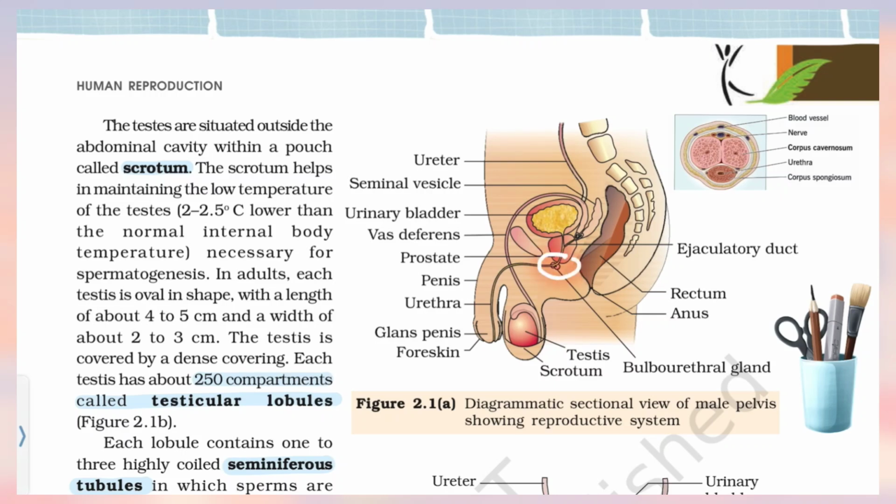These are the bulbourethral glands. They release a clear lubricating fluid that neutralizes urethral acidity. And the urethra is a common passage for urine and semen, but never at the same time. The penis is a copulatory organ. The glans penis is highly sensitive and is covered with a foreskin.